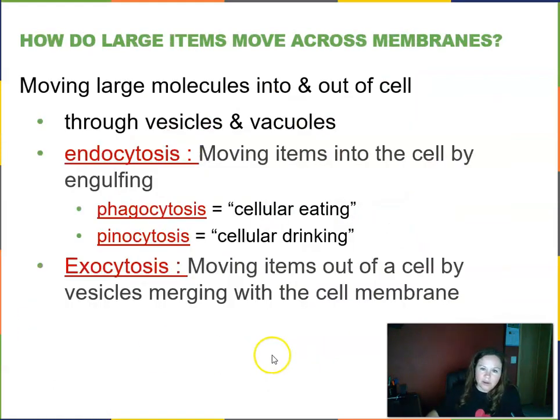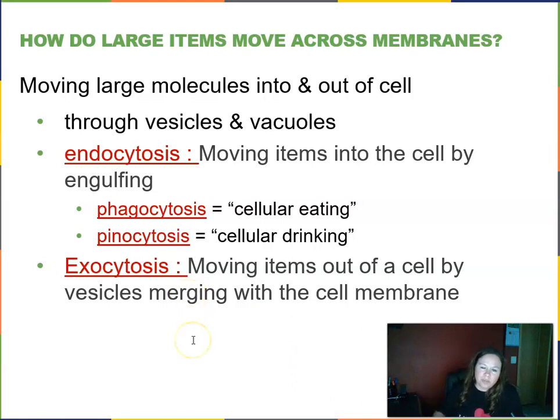So going down here, that was about moving ions, which can go through protein carriers, protein channels. Those are small enough to get across cell membranes. How do you get big items, large items across cell membranes? Going through a protein or diffusing through the phospholipid bilayer isn't going to work for some things that are too big. Like, for instance, what if you're an amoeba? How do you eat? How do you get your nutrition into your cells?